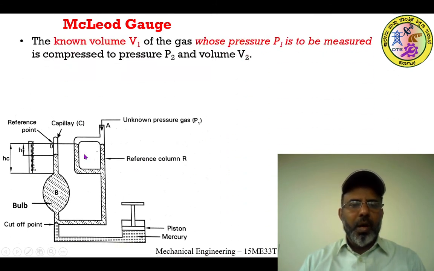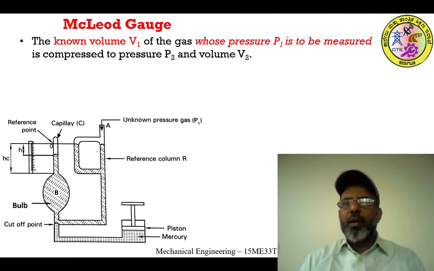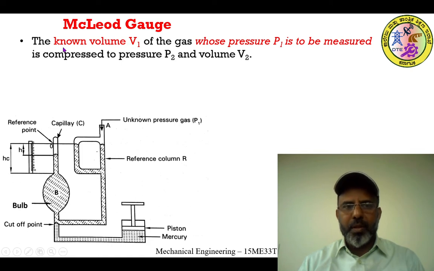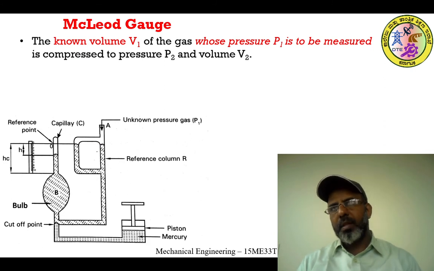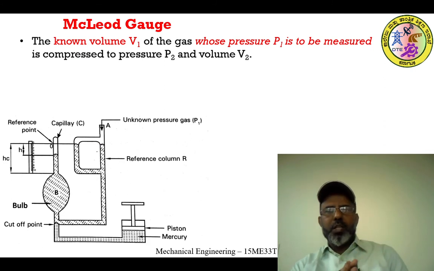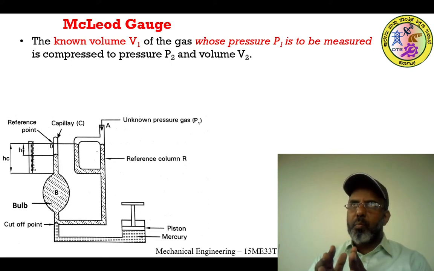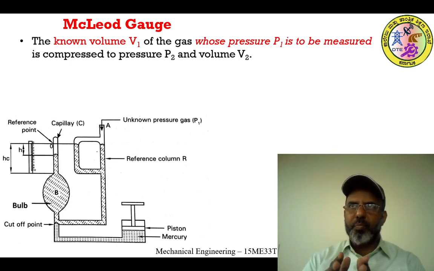And now in Macleod gauge, we should find out the initial pressure of a gas, so first we should know the known volume of a gas. The known volume V1 of the gas, whose pressure P1 is to be measured, is compressed to pressure P2 and volume V2. Now, as you know, this Macleod gauge works on the principle of Boyle's law, P1 V1 equals P2 V2, as the Macleod gauge is employed for the measurement of low pressure of a gas.